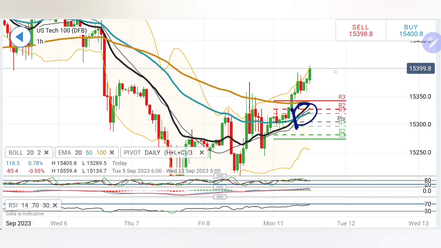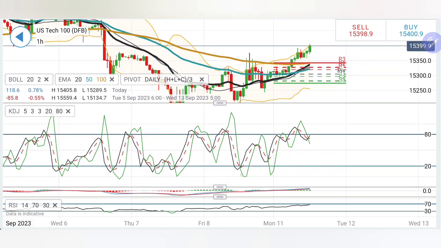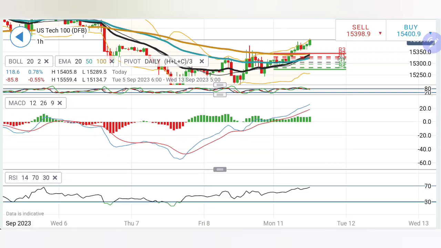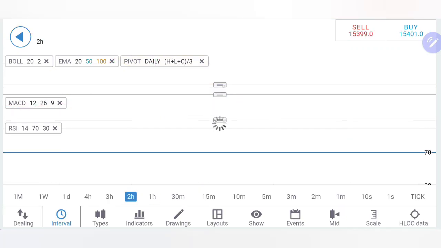Look at the moving average. This is crossed over. This is a bullish sign on the hourly charts. Stochastic near to overbought. MACD is bullish. RSI is also looking upwards, staying bullish here.